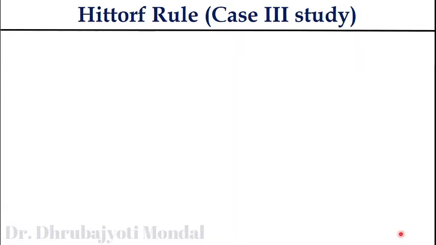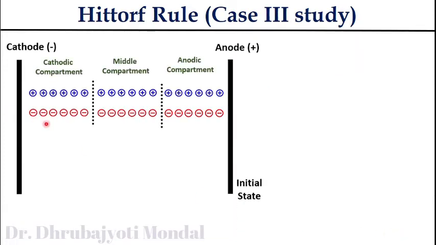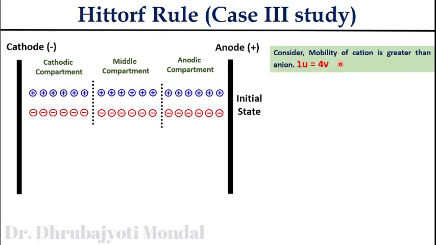Now consider case 3. Again, this is the initial state. In the initial state, again, this is the cathode, this is the anode, and this is a 3 compartment cell. Each compartment contains 6 cations and anions. Now consider the mobility of the cation is greater than the anion, and you can see 1U is equal to 4V, so almost 4 times greater than the speed of the anion. So now consider 4 cations. As the cations move faster, here you can see 4 cations move from this side to the cathode.